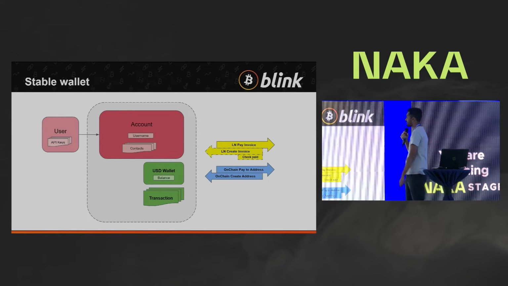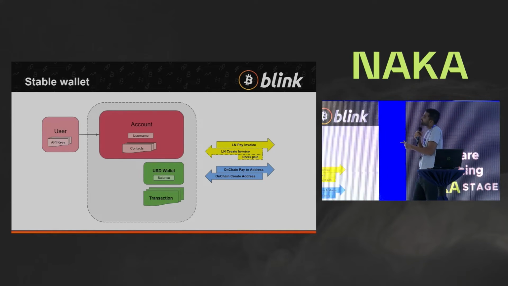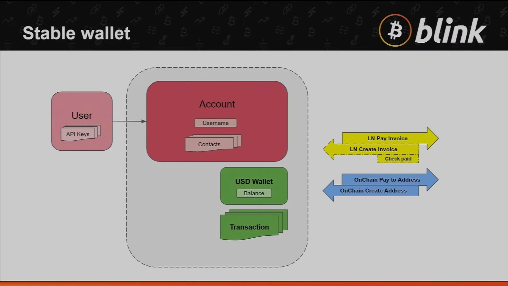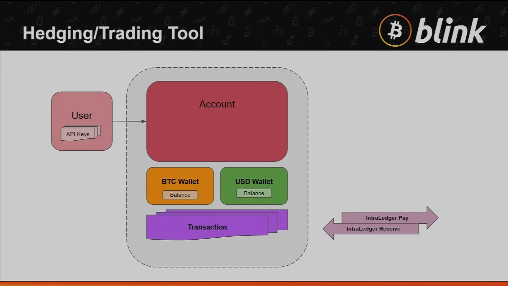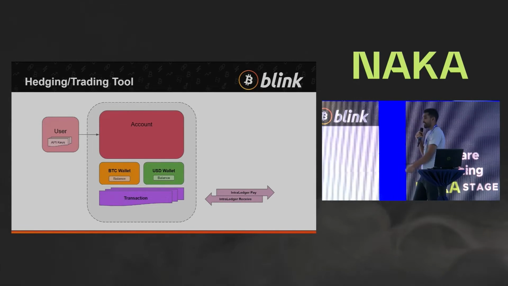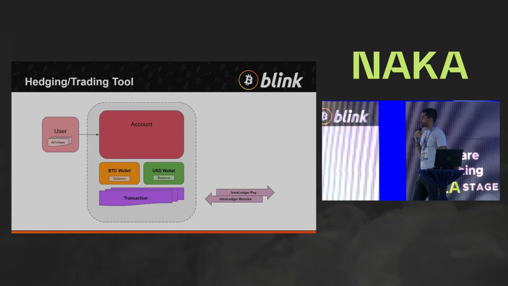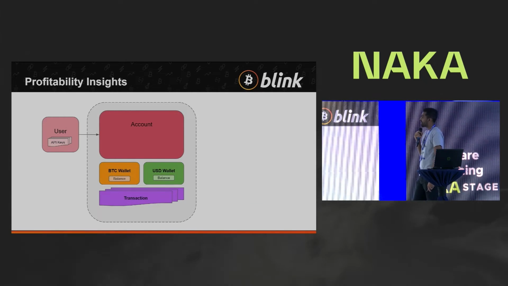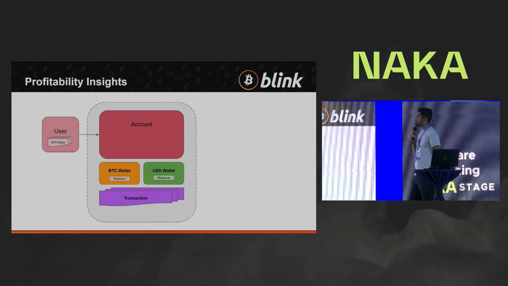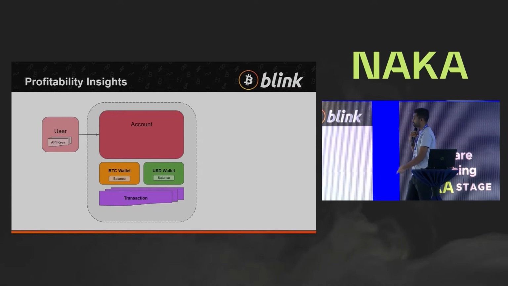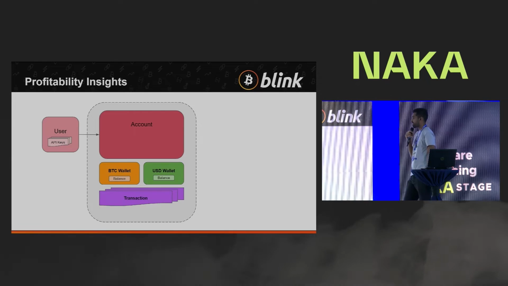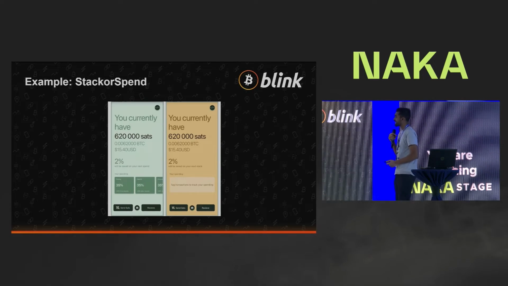Yep, so again, it's just these particular pieces of the API that you need to construct some of these things. Let's say for a stable wallet, you just need a USD wallet and send and receive. For a hedging trading tool, you just need the transaction history and maybe the intra-ledger payment mutations to be able to convert between the two wallets, between BTC and USD wallet. And for profitability insights, you don't even need send and receive, you just need a transaction history. So that kind of gives you an example.